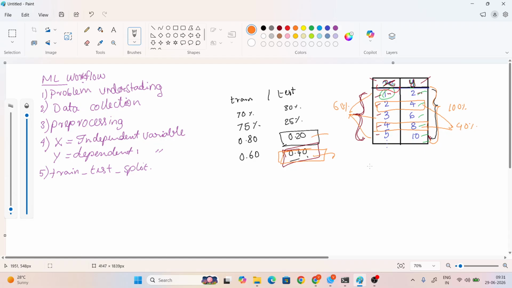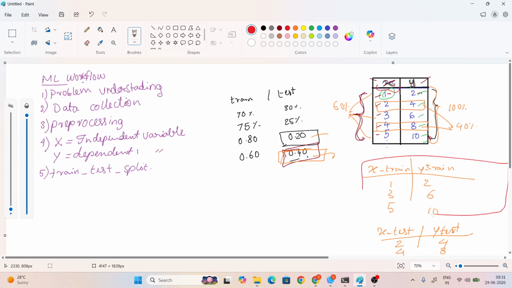So we can split into different data, guys: X train, Y train. What are the data going for training? 1, 2, 3, 6, 5, 10. Now tell me what are the data going for testing? X test, Y test: 2, 4, and 4, 8. So now we split it in a train test split, right? This is the 60 percent and this is the 40 percent of records. Have you got my point?